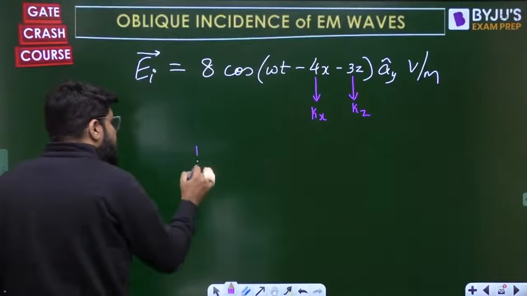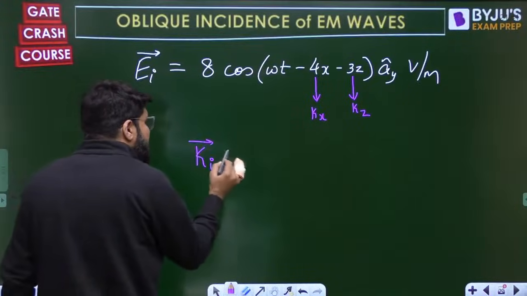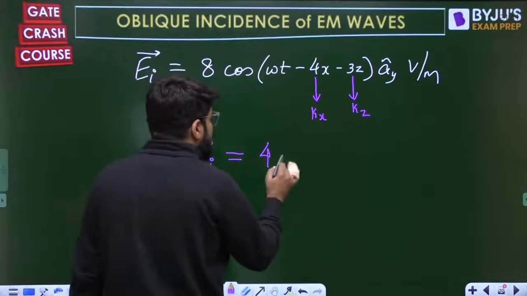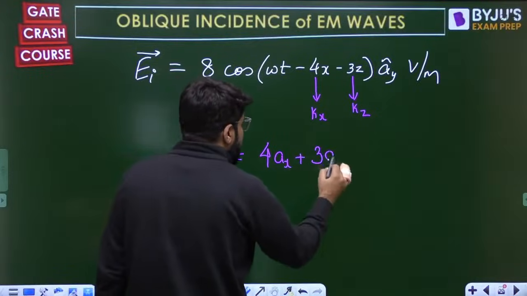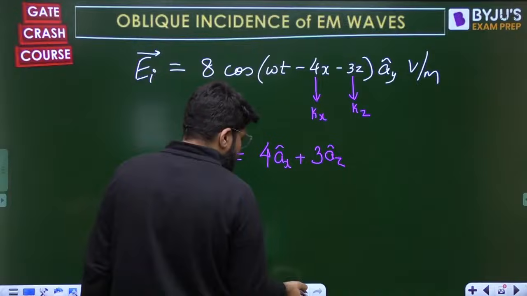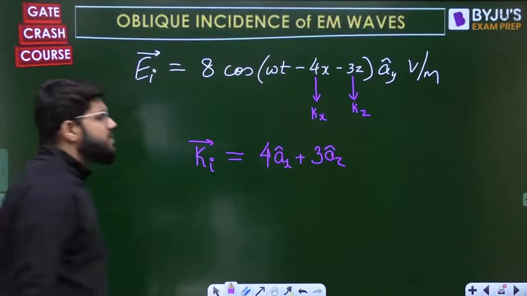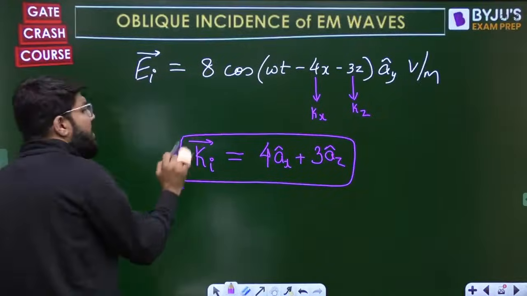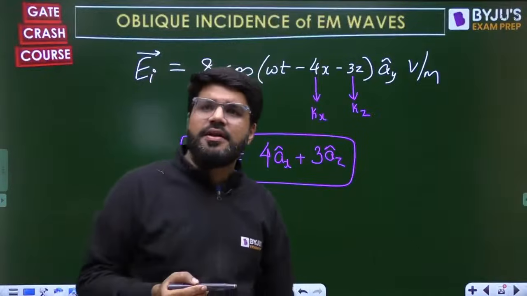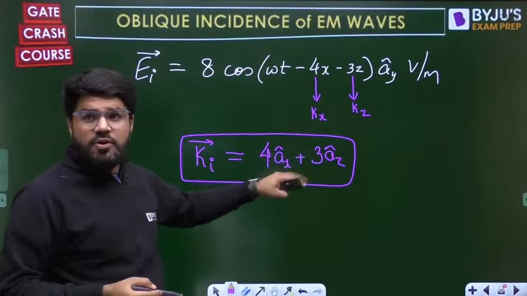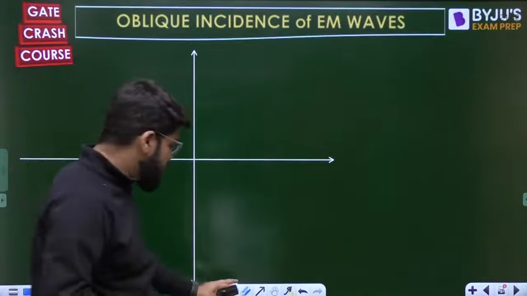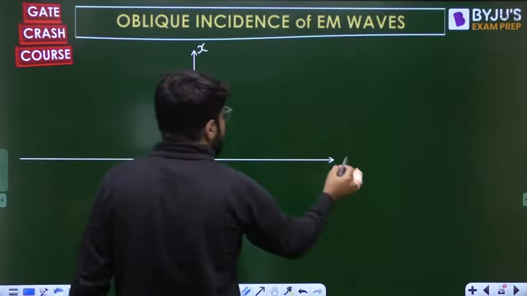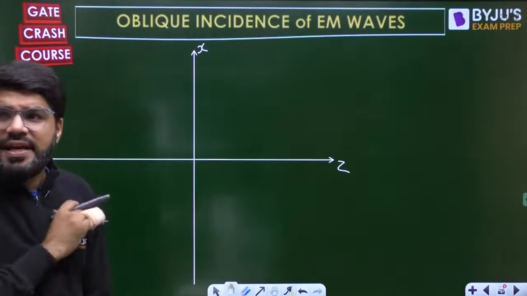That means, first of all, what is the propagation vector of this wave? I will call it Ki, the propagation vector of the incident wave. The propagation vector of the incident wave is 4 times Ax plus 3 times Az. This is the propagation vector of the incident wave. That means when I draw the picture, the wave is traveling in the xz direction, a combination of x and z. So definitely I am going to choose the xz axis. Let's say this is x, this is z.